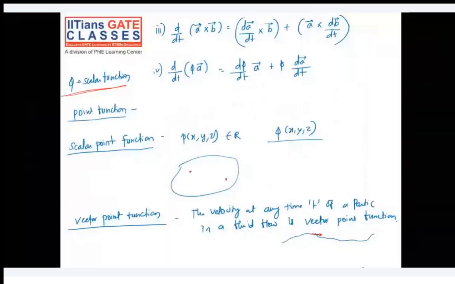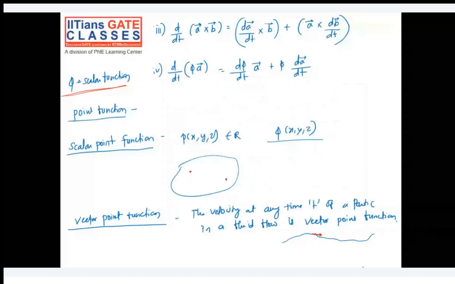Okay, so a scalar point function, as I said, is like a temperature field. Suppose we have some plate or some material, and at each point we have a different temperature value. As I have shown in this figure, let's say at one point we have a temperature of 50 degrees Celsius, at another point 60 degrees Celsius. So basically at different points we have different values of the function, right? That kind of function we can call a scalar point function.